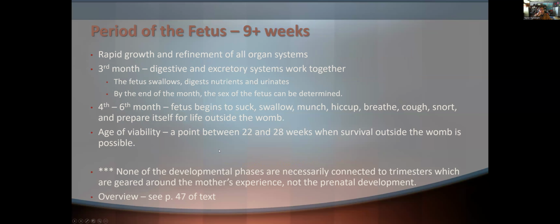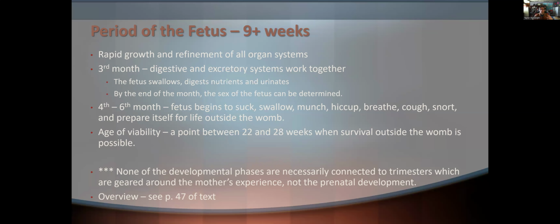After the period of the blastocyst and the period of the embryo, we get to the period of the fetus, and that's the rest of the development, 9+ weeks. So you have rapid growth and refining of all organ systems. In the 3rd month, the digestive and excretory systems work together. So the fetus swallows, digests nutrients, and urinates.